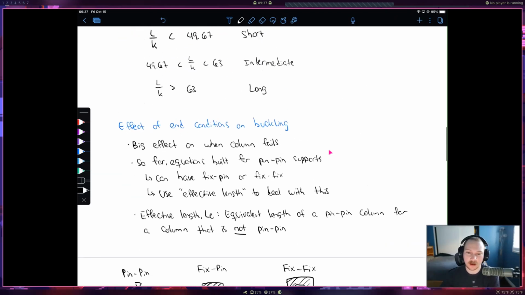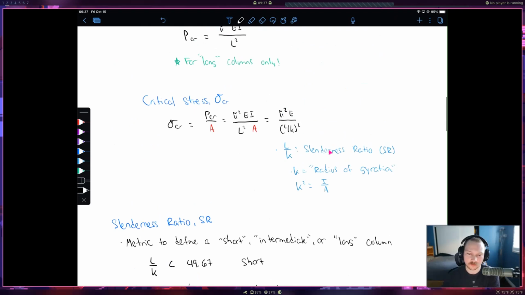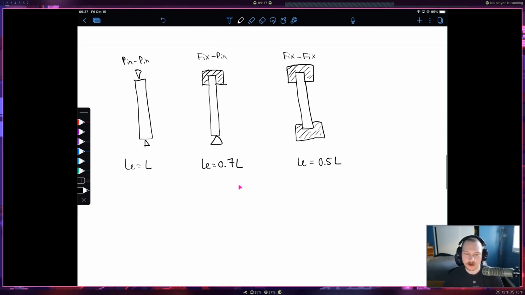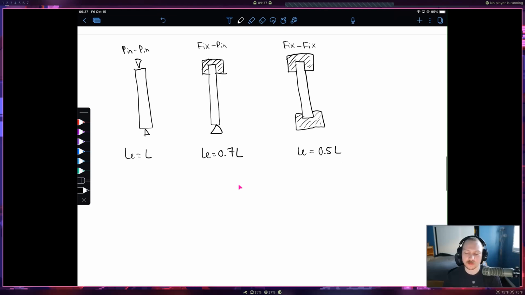So instead of having L in our equations up here for critical load and critical stress, we're going to have L sub E. So now we can find the critical stress for a long column for these three different end supports. So that's good. Now we can do that, but we still need to talk about short and intermediate columns.